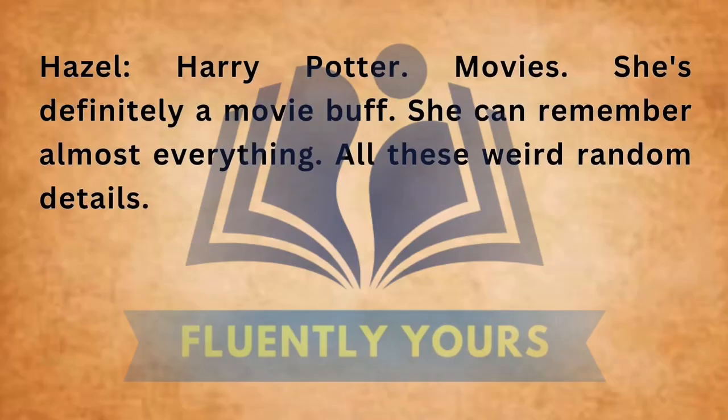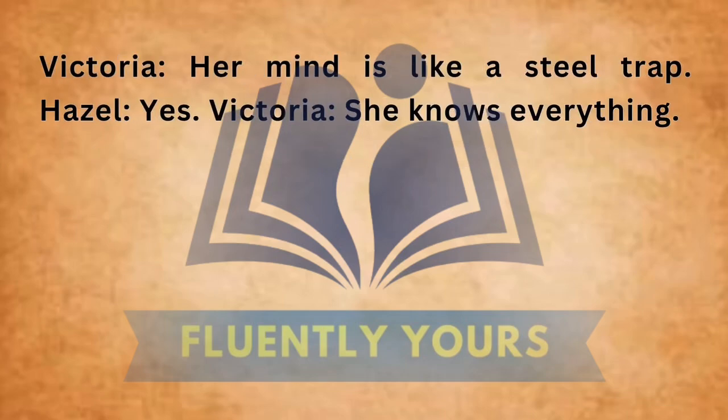Hazel: Movies. She's definitely a movie buff. She can remember almost everything, all these weird random details. Victoria: Her mind is like a steel trap. Hazel: Yes. Victoria: She knows everything.